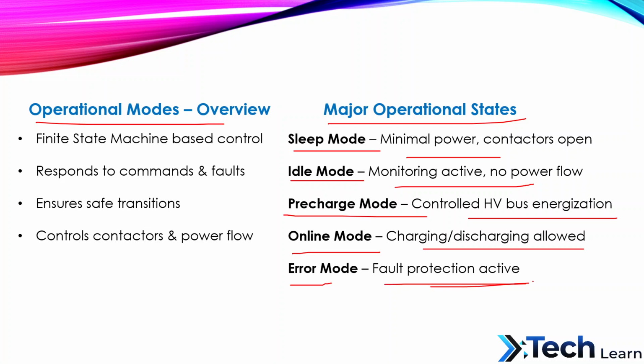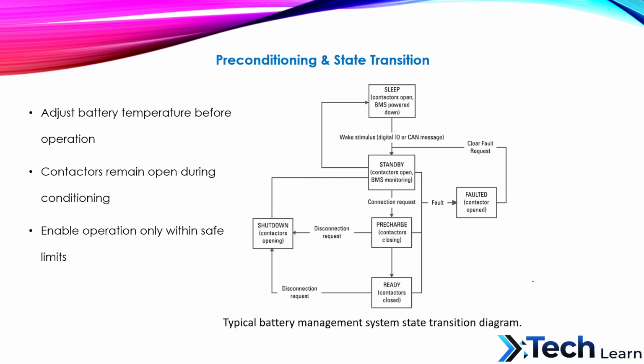Now coming to preconditioning and state transition. In some cases, the battery temperature may be outside the safe operating range. In preconditioning mode, the thermal management adjusts the battery temperature before allowing the operation. Contactors remain open. Only when temperature is within the safe limit does the system move to the online state.